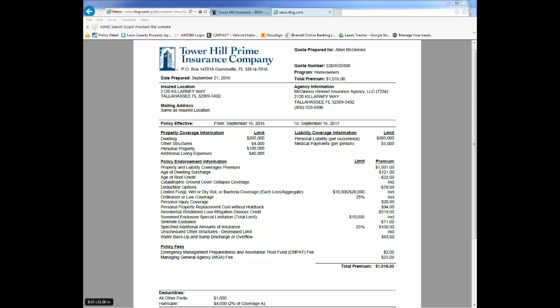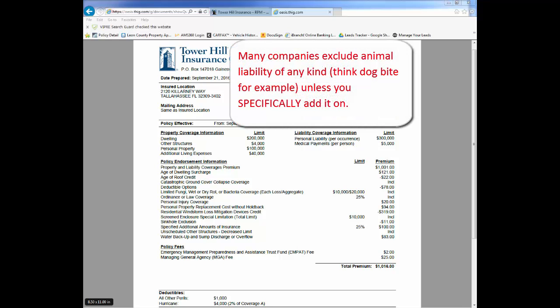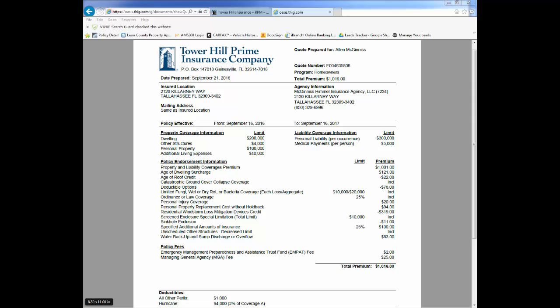Animal liability. It's not listed out on here specifically. It's actually listed on another page. In this case, animal liability is limited to $25,000, but it's included on the base policy form with Tower Hill Prime, this policy quote that I've got. Some companies will exclude it altogether unless you specifically add it on. And some companies' limitation, even if you have the limited animal liability coverage, will exclude certain breeds. So it's important to understand that coverage if it matters in your situation.